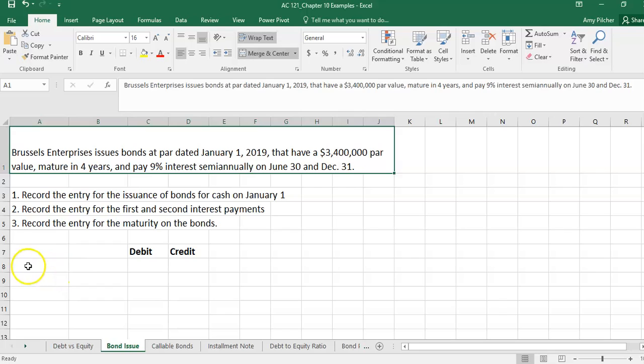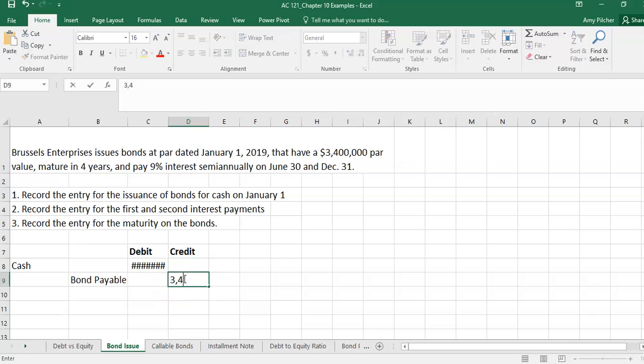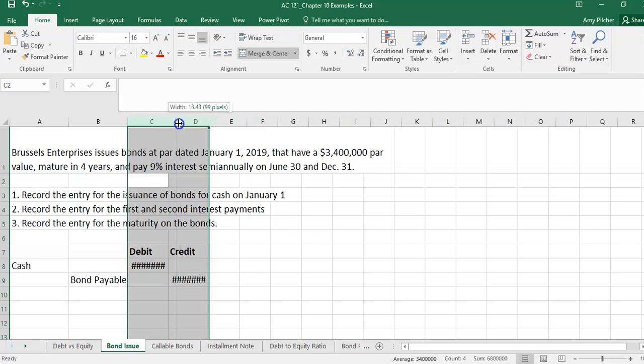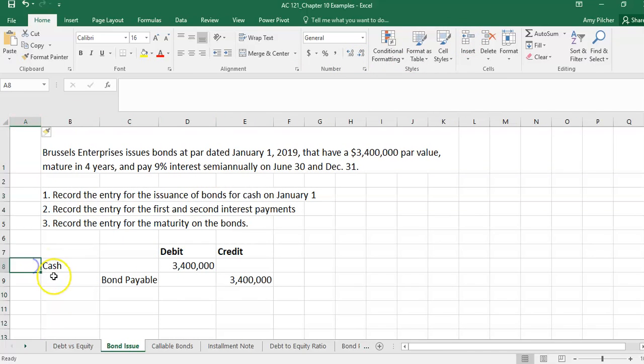So first, we're going to issue the bonds on January 1st. When we issue bonds at par value, we receive cash and we create a bond payable. And those are for the exact amount of the bonds because they're at par value. So this is our January 1.